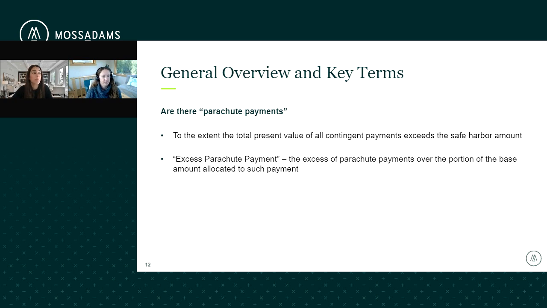So next, you'll want to determine if there are parachute payments. To the extent the total present value of all contingent payments exceeds the safe harbor amount, you'll have parachute payments. Again, that safe harbor amount is 3 times the base salary. The excess parachute payment is the excess of parachute payments over the portion of the base amount allocated to such payment. So in other words, once you have parachute payments, the excess amount is actually the amount over 1 times the base salary. And present value is determined as of the date of the change in control.